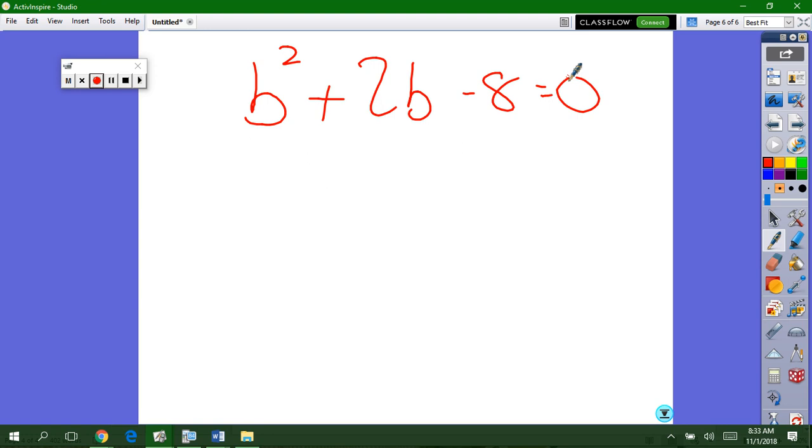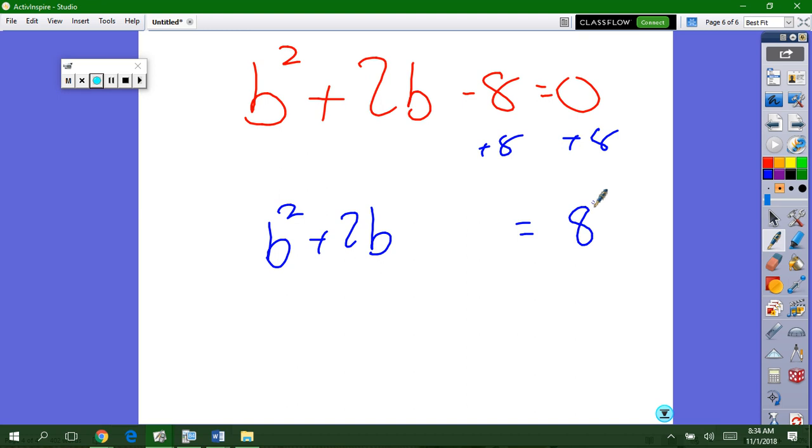Is this a perfect square trinomial? No. It's not right now, is it? Because what's half of 2? 1, and 1 squared should be 1. It's not 1. But I can make it 1. Okay, here's what we're going to do. I'm going to add 8 to both sides. Ladies and gentlemen, what needs to fill that spot to make it a perfect square trinomial? We just said it. 1. Is it a perfect square trinomial now?